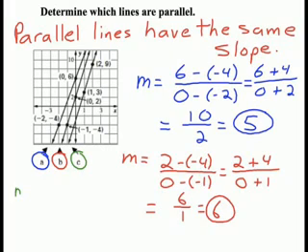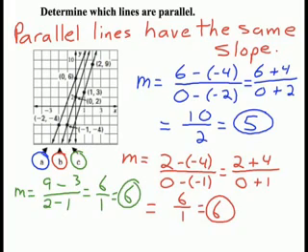Now we must find the slope of line C. So we take the 2 points, (2, 9) and (1, 3), and substitute them into the formula. So we have 9 minus 3 over 2 minus 1, which equals 6 over 1, which equals 6. So lines B and C are parallel because they have the same slope.